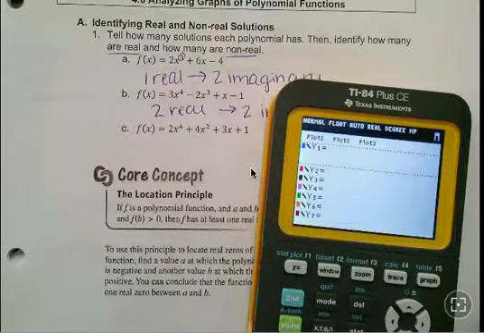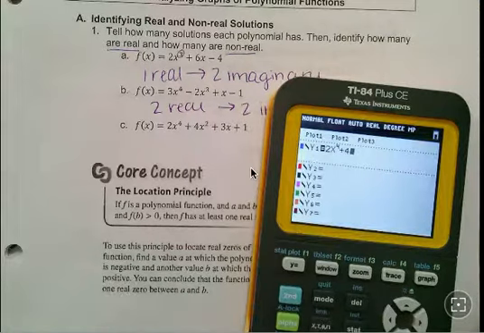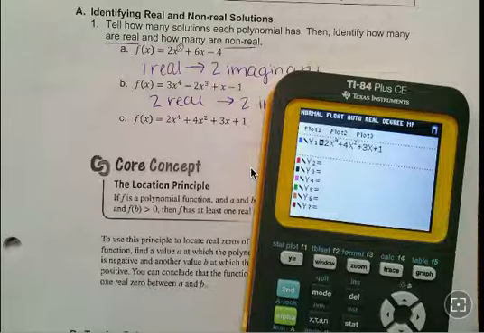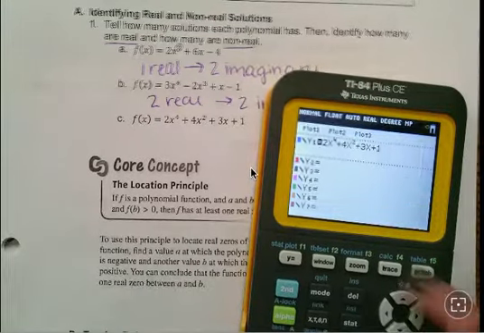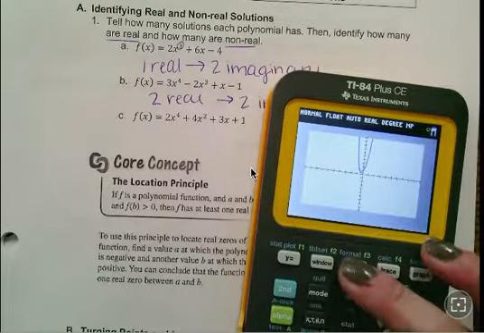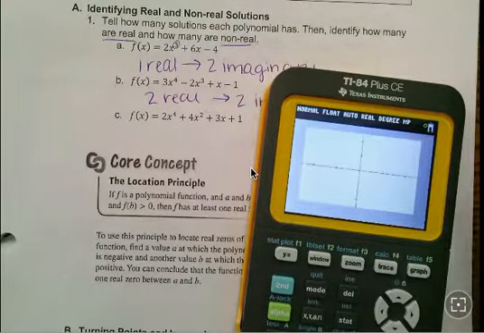Go to y equals, clear that out. 2x to the 4th plus 4x squared plus 3x plus 1. Put that into y equals there, and then hit that graph button. Oh, man. All right, well, I don't know. You could probably see it on your calculator. I'm going to zoom in just a little bit just so you can see it a little bit better. But as you can tell, this, what looks like a parabola but is not, is not ever touching the x-axis.